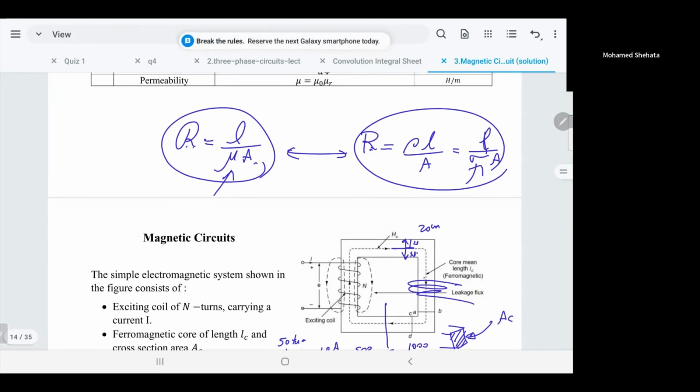And both have the same meaning. Conductivity means how much electricity the material allows to go through, the electrons. Permeability is how much magnetic field is allowed to go through the material. Same. Everything in the universe is the same. And that's called reluctance, and that's called resistance.